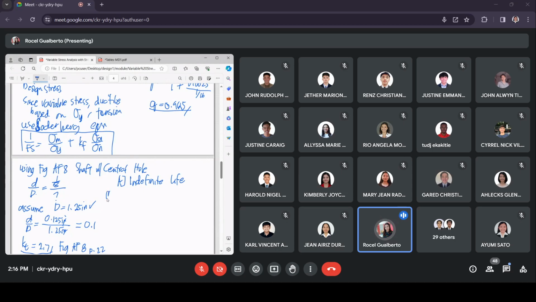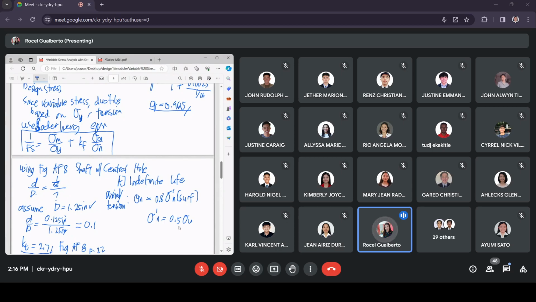This is for axial or tension. So what is our equation? Sigma n is equal to 0.8 sigma prime n times the surface factor. So this is our equation. Try to see this on our last discussion. For sigma prime n, that is the endurance limit. Sigma prime n is equal to 0.5 of sigma u.